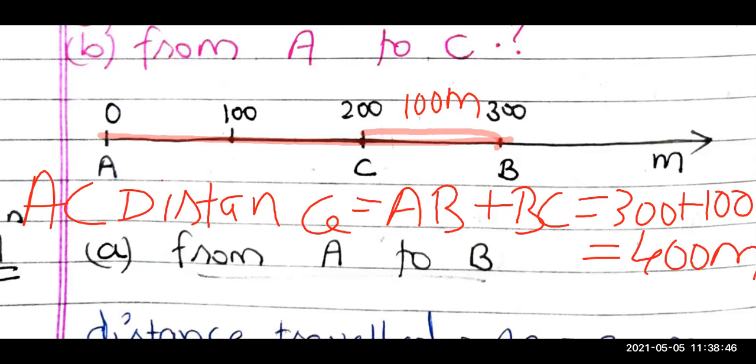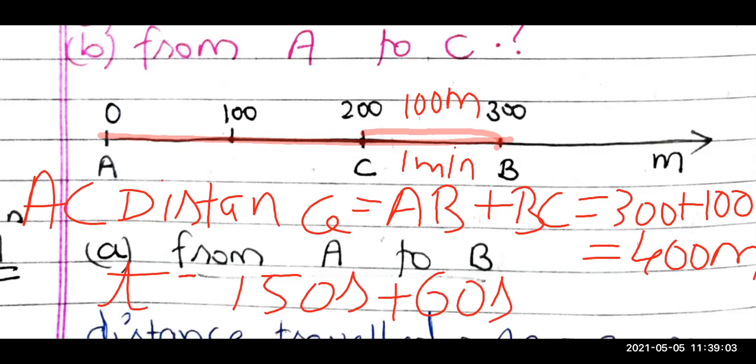And what is the time taken, beta? Time taken ACB, what is the time? 2 minutes 30 seconds, that is 150 seconds. And going from B to C is 1 minute more. If you read the question carefully, 1 minute means 60 seconds. So the total time is 210 seconds, right, beta? So from A to C, the distance is 400 meter and the time is 210 seconds, right?